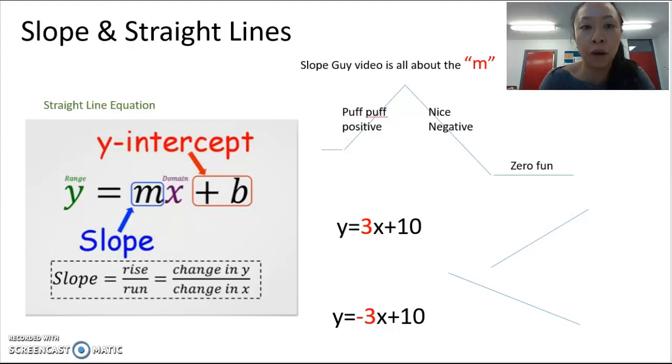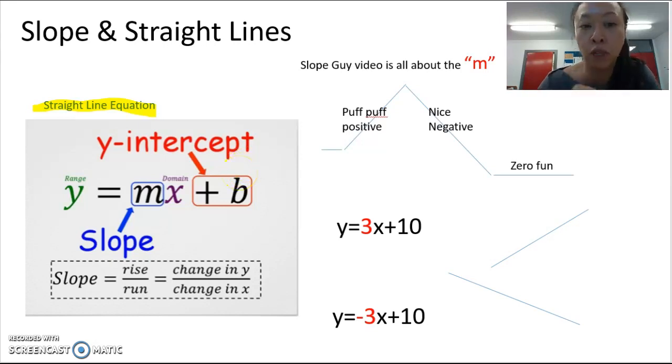So today we learn about slope and drawing straight lines. In order to draw a straight line, the most important thing that you have to know is the straight line equation. It's pretty simple. It's y equals mx plus b, where m is the slope and b is the y-intercept.